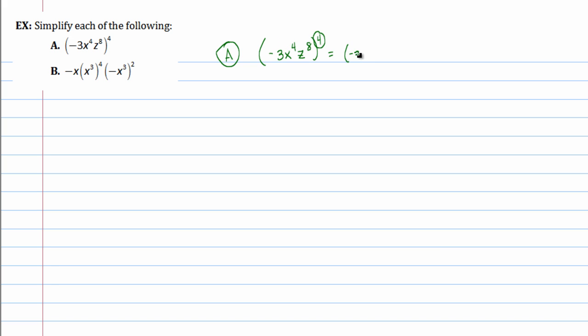In other words, I will have a negative 3 to the fourth power, I'll have x to the fourth power, and z to the eighth to the fourth power. Now, a lot of students love to say they distribute the 4. That's actually not what's happening. Distribution is for multiplication only. Distribution makes no sense when you're talking powers. And if your teacher says it, they're wrong. Distribution really is axiomatically described to be in a multiplication.